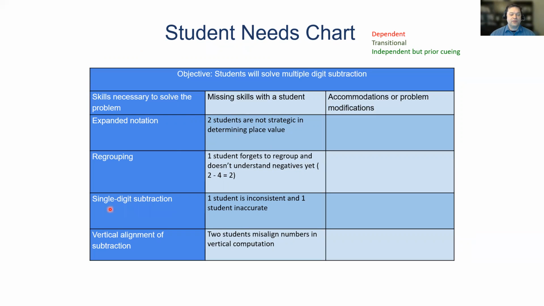He then is going to look at single digit subtraction, right? Where he said 1 student's inconsistent, 1's just been consistently inaccurate. And then the vertical alignment, 2 students are misaligning their numbers.